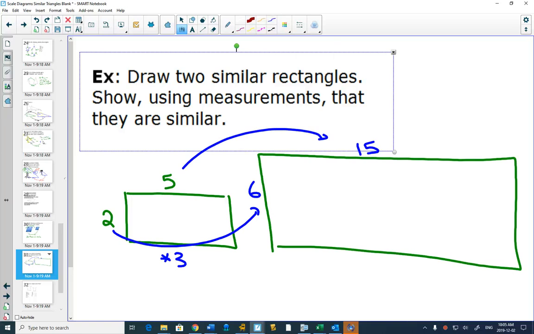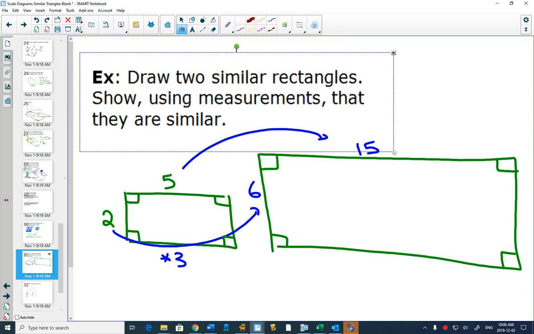A rectangle has all 90 degree angles. Have you seen this symbol before to show a 90 degree angle? Yes. Good. So if you draw a square in the corner where an angle is, it means that it's 90 degrees.